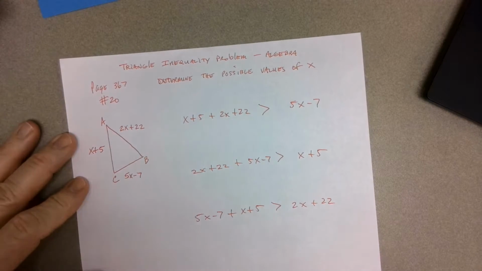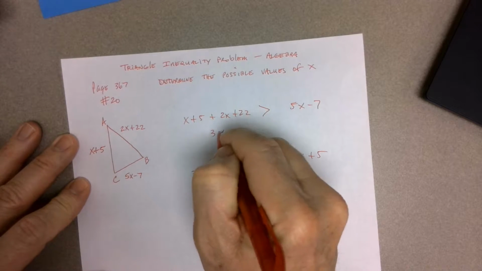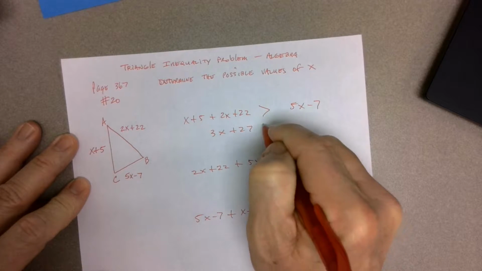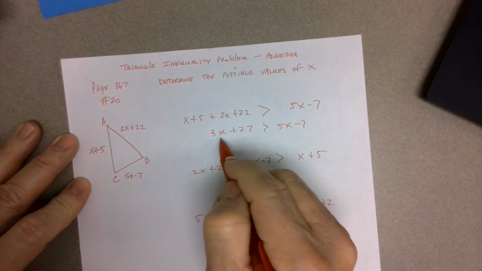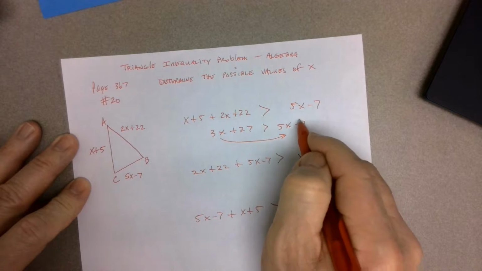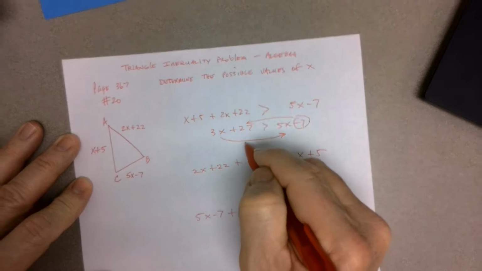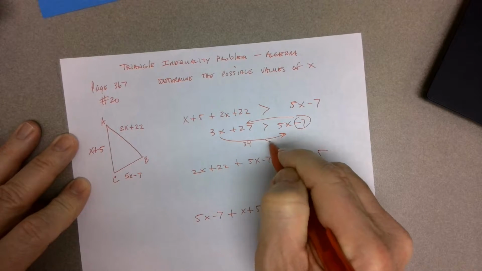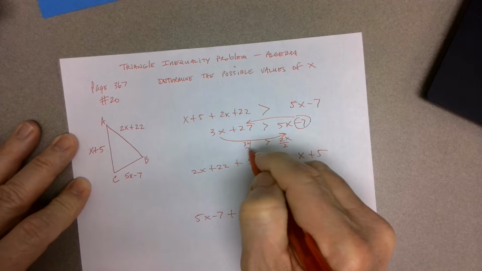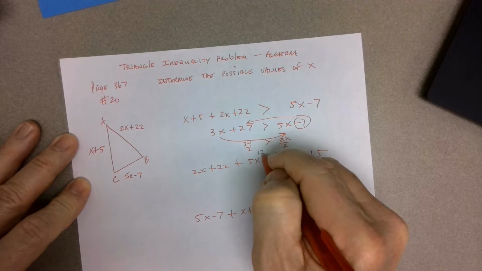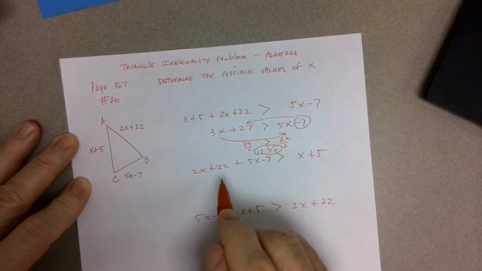So that's the setup. Now for the solve. This is going to be 3x plus 27 is greater than 5x minus 7. I would solve this like that. This would be 34 is greater than 2x. So I'm dividing by 2. I would have 17 is greater than x, or x is less than 17.